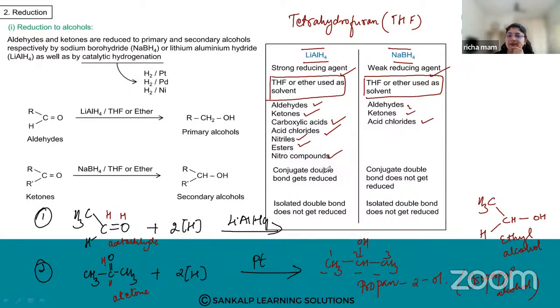With lithium aluminum hydride, the conjugate double bond gets reduced. Whenever you have a conjugate double bond, it gets reduced. But with sodium borohydride, it does not get reduced. With lithium aluminum hydride, the isolated double bond does not get reduced. The same is true for sodium borohydride. What you have to remember is that lithium aluminum hydride is a strong reducing agent and sodium borohydride is a weak reducing agent. This is the important thing to remember. Fine.